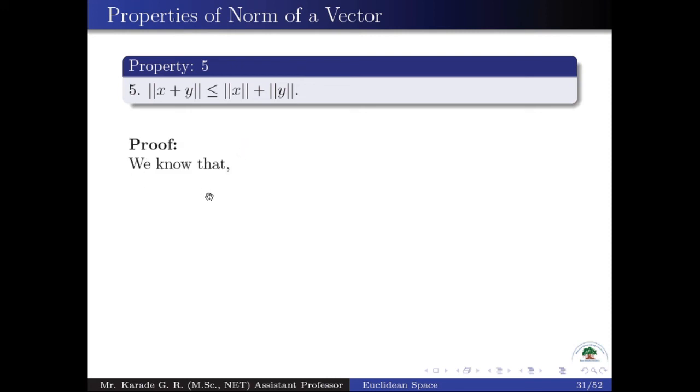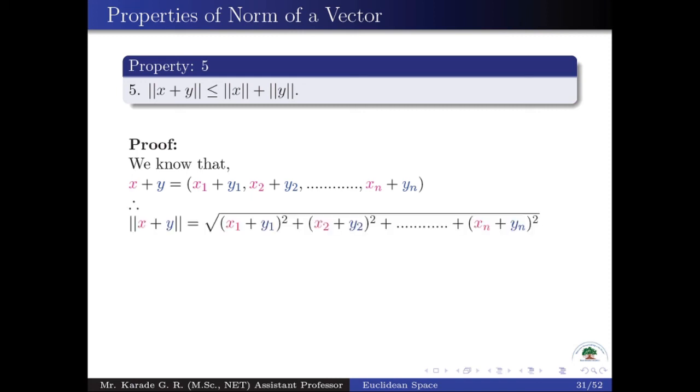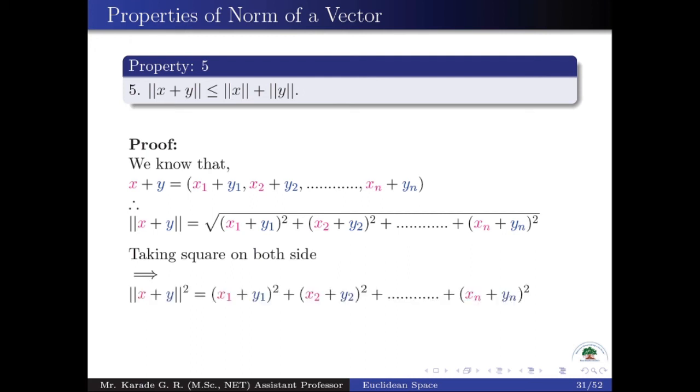Proof: we know that vector x plus y is a vector in Rn having n components, and its components are x1 plus y1, x2 plus y2, dot dot dot, xn plus yn. Therefore if I take the norm of vector x plus y, it is equal to the square root of (x1 plus y1) square plus (x2 plus y2) square plus dot dot dot plus (xn plus yn) square. Taking a square on both sides, this implies norm of x plus y square is equal to the expression without the square root.